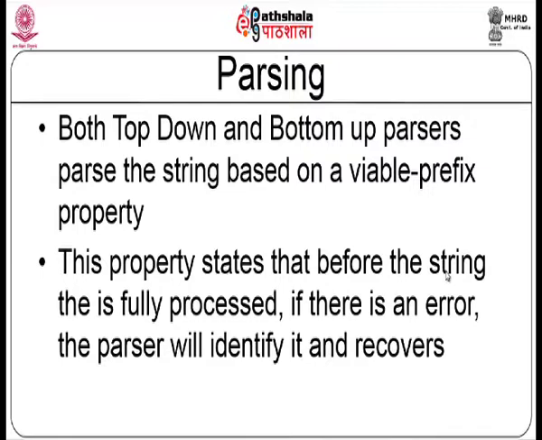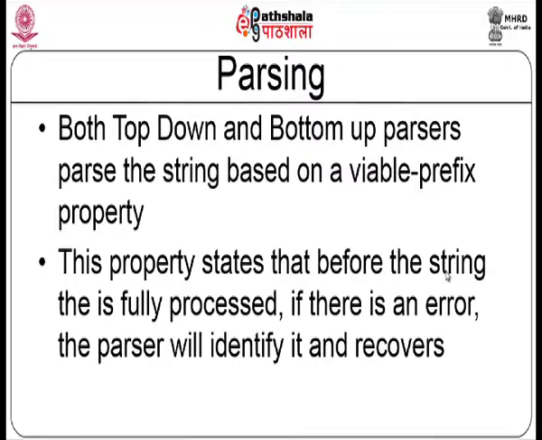LL1 parsers typically avoid backtracking by doing some pre-processing on your grammar. On the other hand, bottom up parsers look at the string and start applying the productions, replacing the RHS with the LHS, and then try to build the parse tree from bottom to top. Thereby, if the root happens to be your start symbol, you say it is correct parsing, else you say it is incorrect parsing.